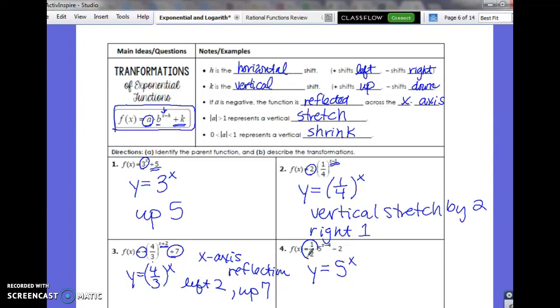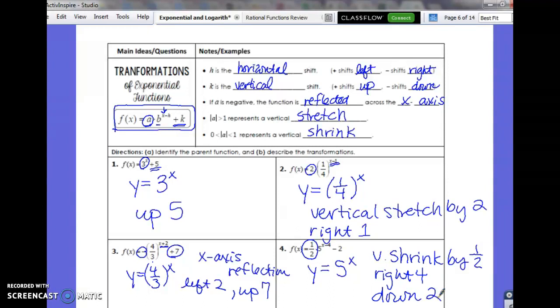All right, what does the 1/2 in front do? Good, it's vertical, and is it a shrink or stretch? It's actually a shrink, okay? Vertical shrink by a half. Okay. And then what does the 4 that's sitting up there with the x do? Good, right, 4, and then the 2 out back moves it down 2. Okay. So before we start looking at graphs, you do need to be able to look at your functions and anticipate what each of those numbers is going to do to the shape of your graph.